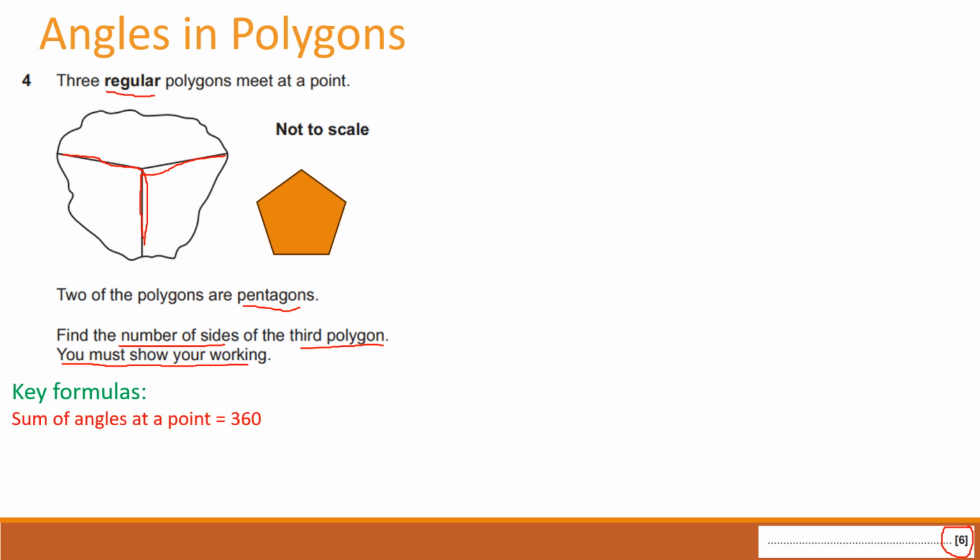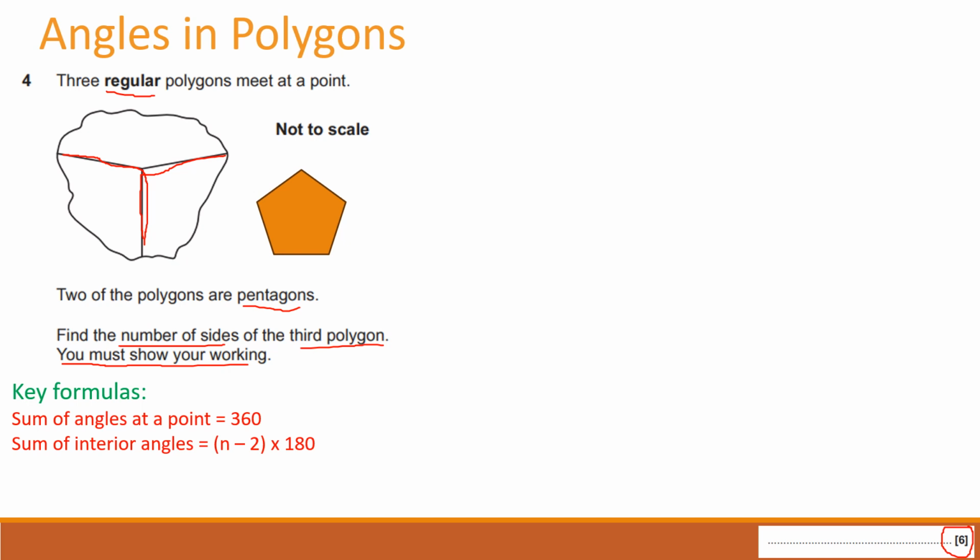So the first key formula we're looking at in today's video is that the sum of angles at a point add up to 360 degrees. So the diagram you can see at the top, which was given in the question, all those three angles there must add up to 360 degrees.